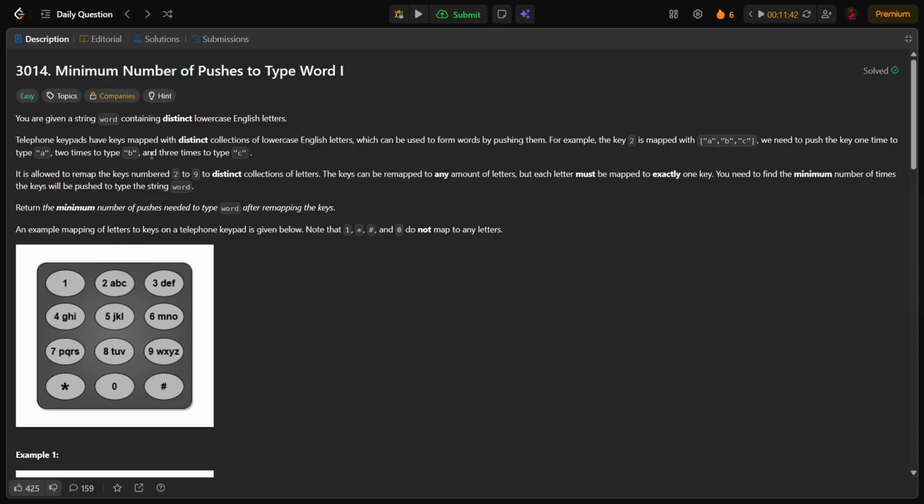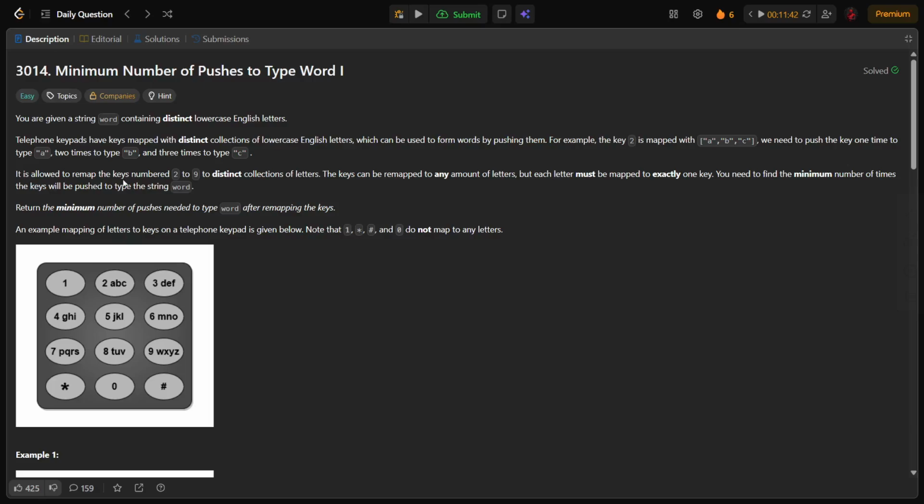Telephone keypad keys are mapped to distinct collections of lowercase English letters, which can be used to form words by pushing them. For example, if key 2 is mapped with ABC, we need to push the key one time to type A, two times to type B, and three times to type C. I think this is very clear. People who have used keypad phones would easily grasp it, but don't worry, I'll be telling you on the iPad as well.